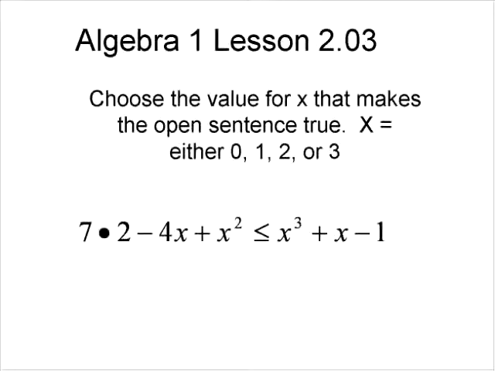The first question is, choose the value for x that makes the open sentence true, given that x is either 0, 1, 2, or 3. So we have this inequality, where we know that 7 times 2 minus 4x plus x squared must be less than or equal to x cubed plus x minus 1. And since we're given values for x, we're going to plug each of those in and see which ones make the statement true.